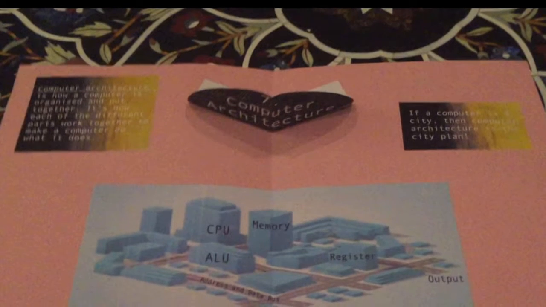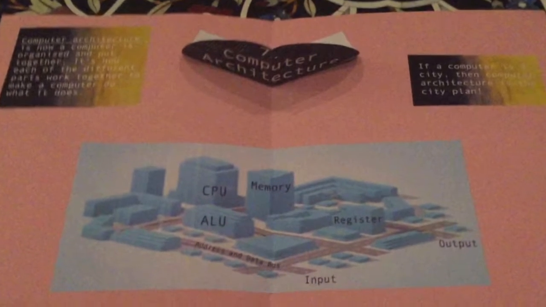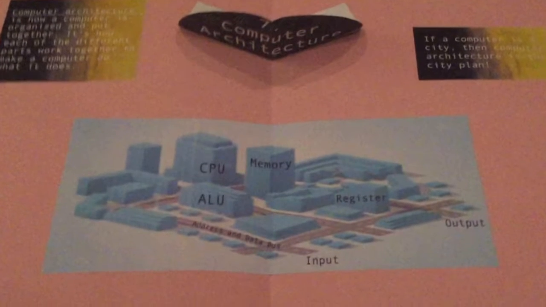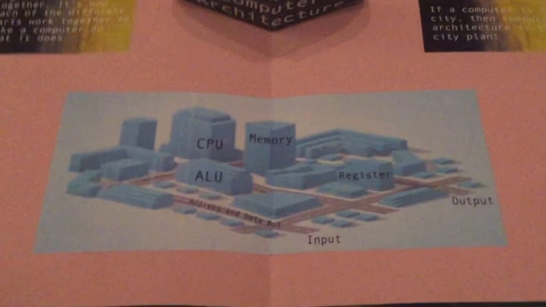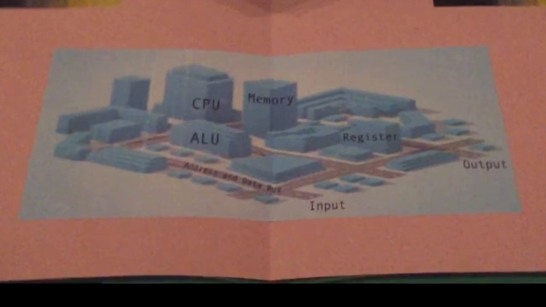Computer architecture is how a computer is organized and put together. It's how each of the different parts work together to make a computer do what it does. If a computer is a city, then computer architecture is the city plan.